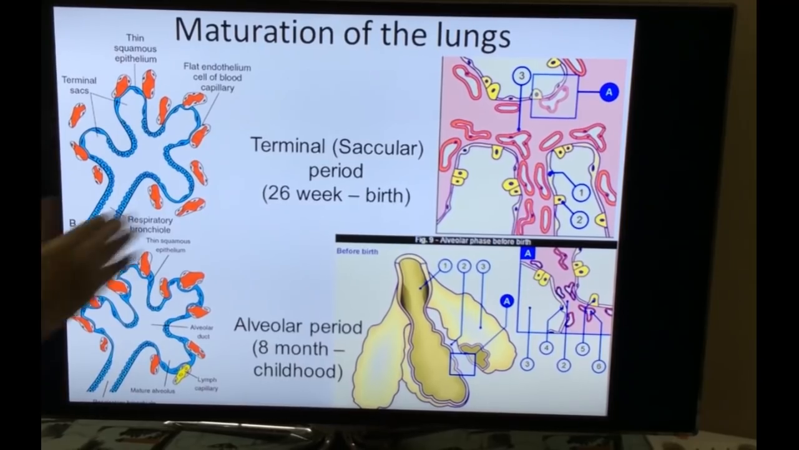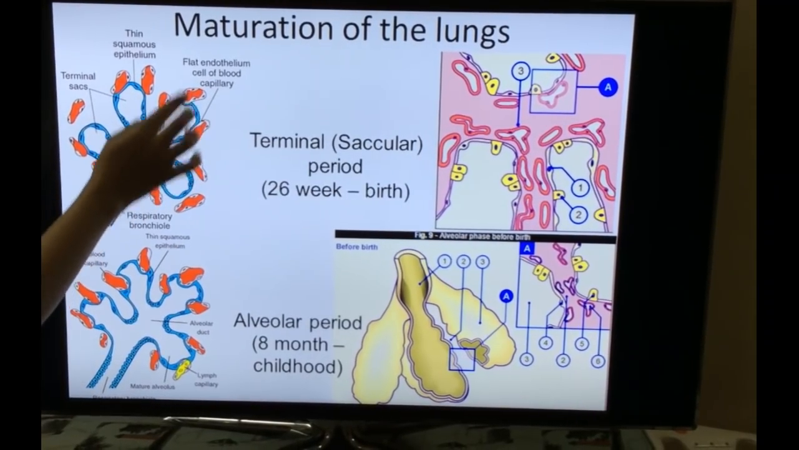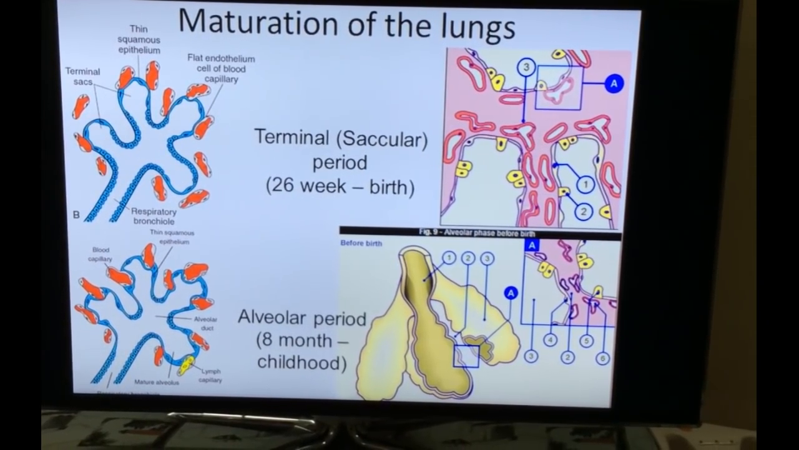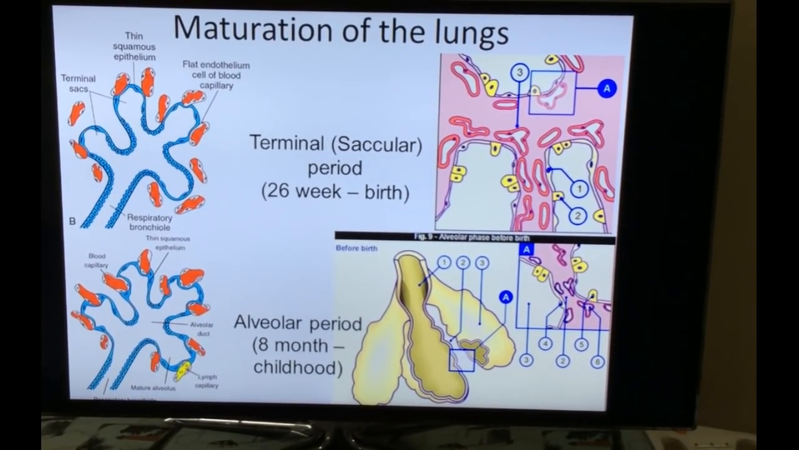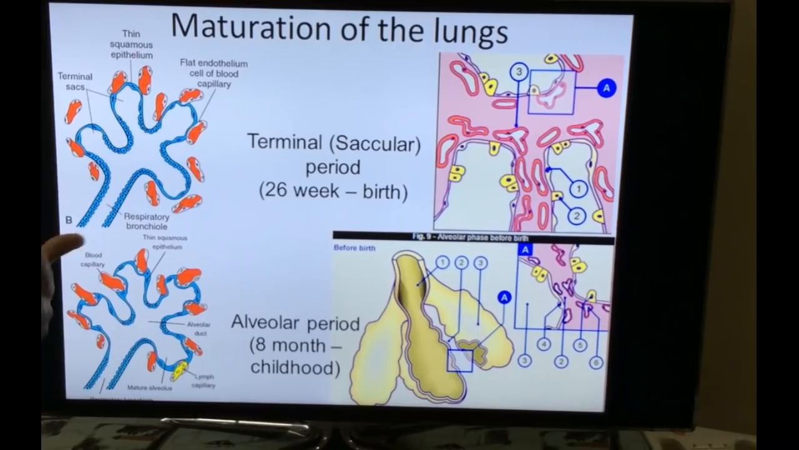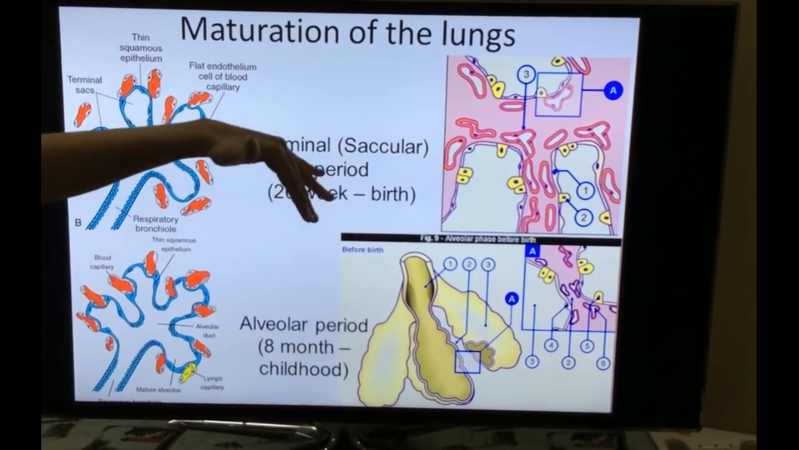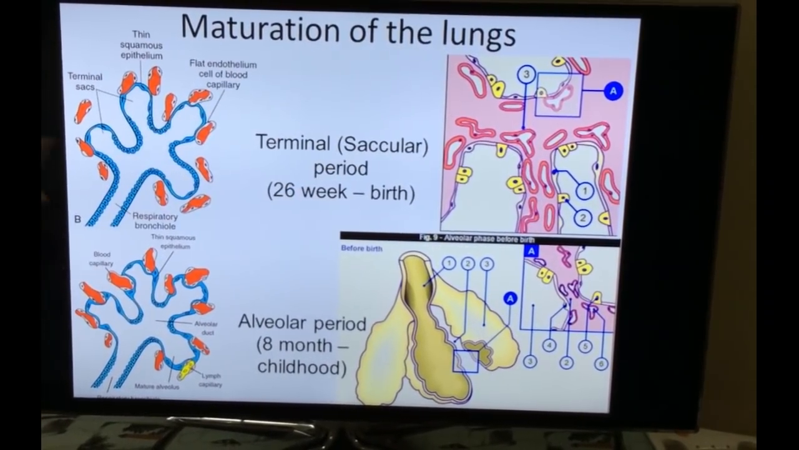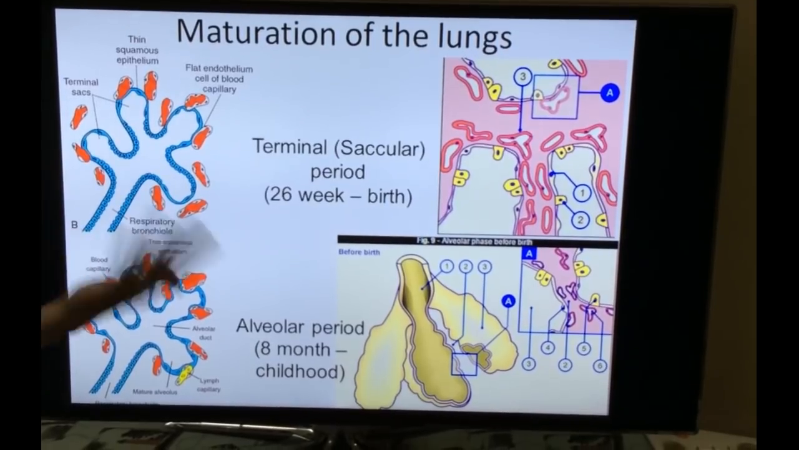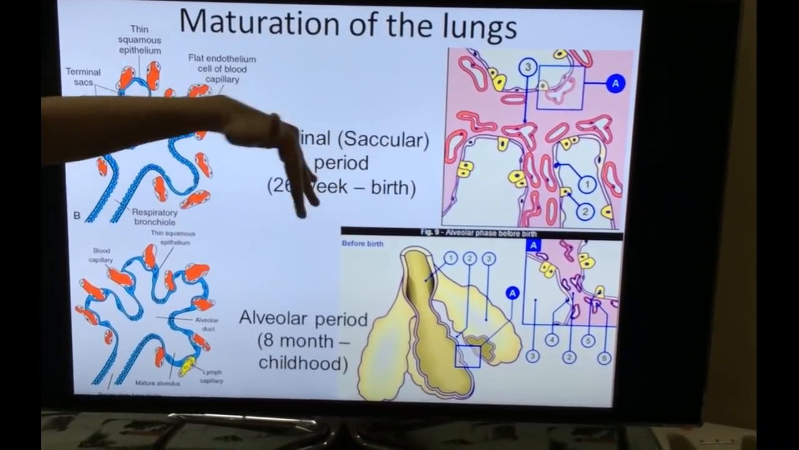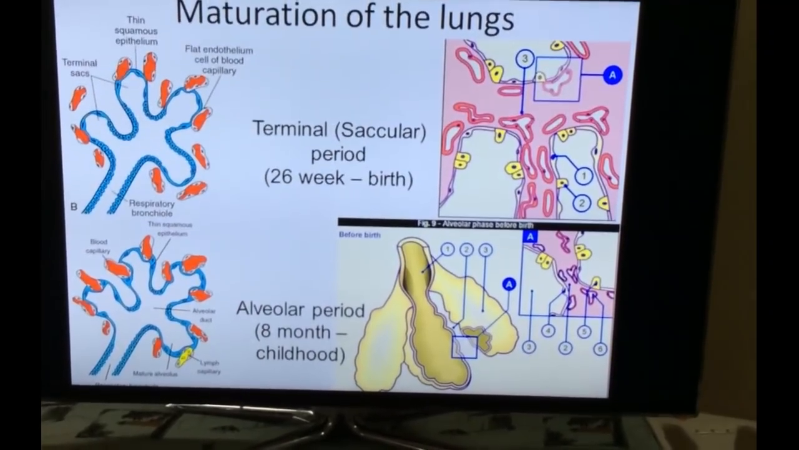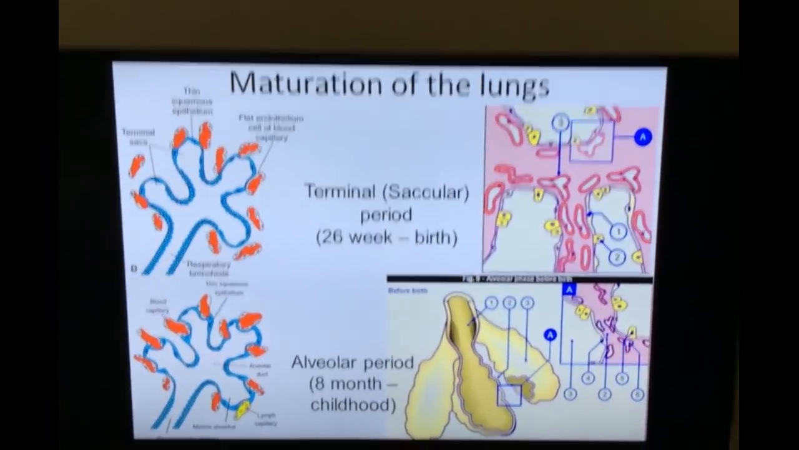Okay, so at the terminal or saccular period the capillaries will come in contact, which can lead to gaseous exchange. So if the neonate, the fetus, is born after the 7th month, there are chances that the neonate can survive if the baby is born after 26 weeks, but there should be extra care also.